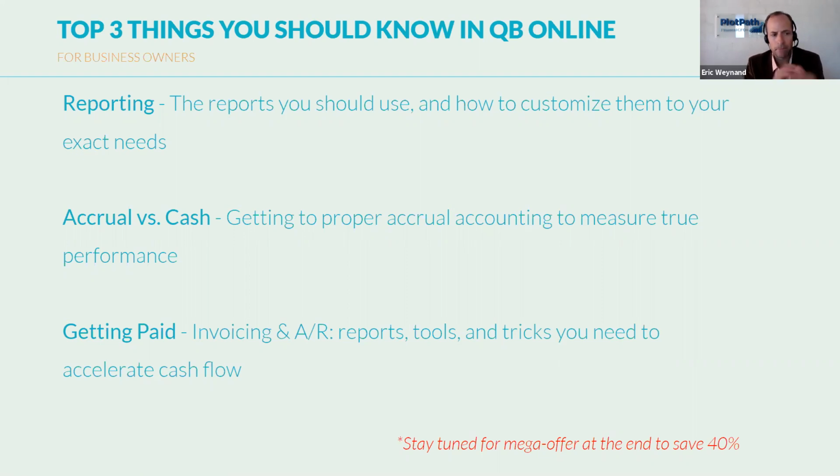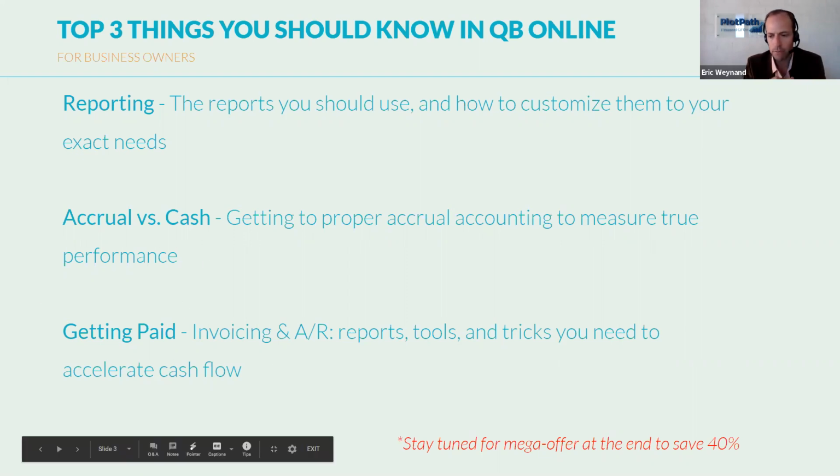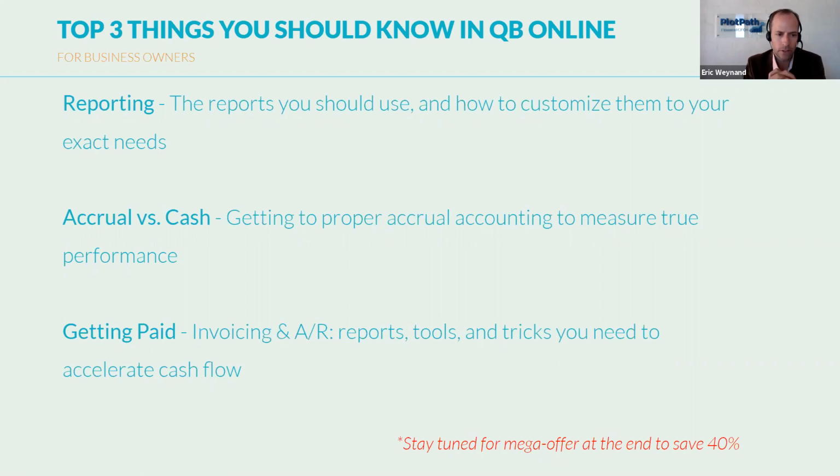Okay, so the 3 big picture topics we're going to talk about here are reporting, accrual versus cash, and getting paid, which is all about invoicing, accounts receivable, collections. These are big picture topics that business owners should care about. We're going to get into QuickBooks and show you exactly how to do some of these things, but where to click is not necessarily the idea here. The idea is for you to know that these things exist and more or less their capability, so that you can implement them in your business. Not necessarily teaching you bookkeeping here.